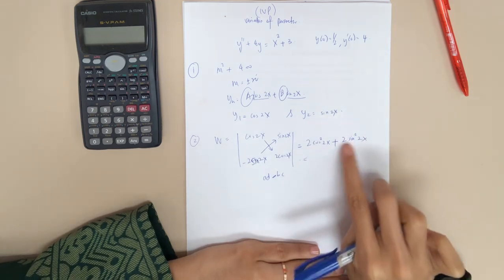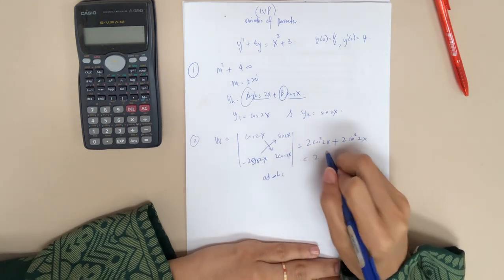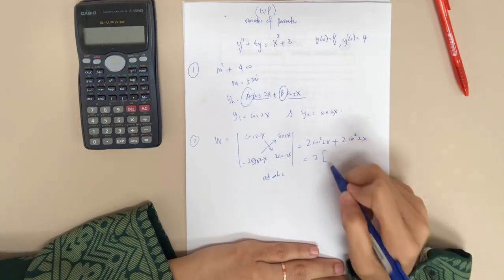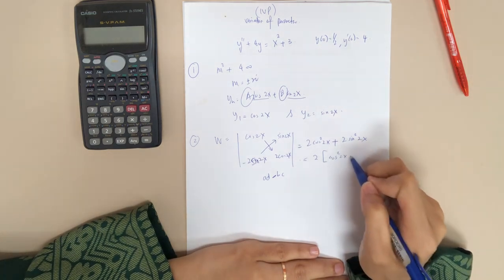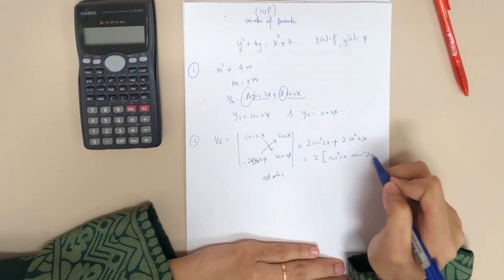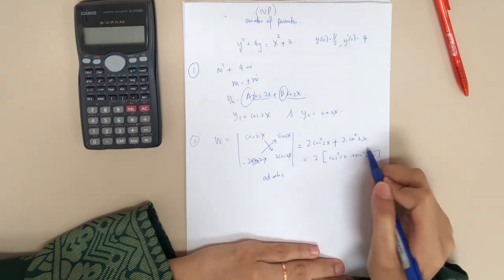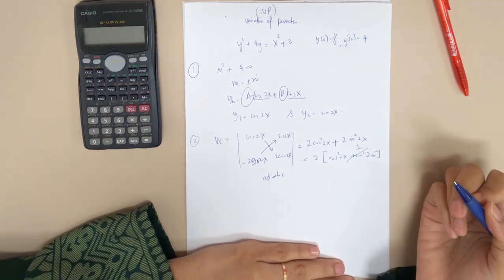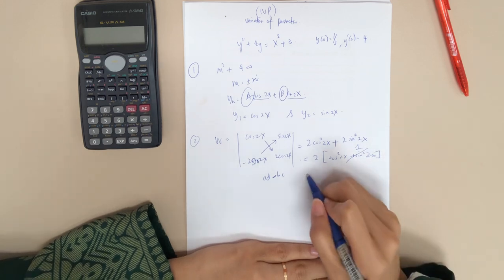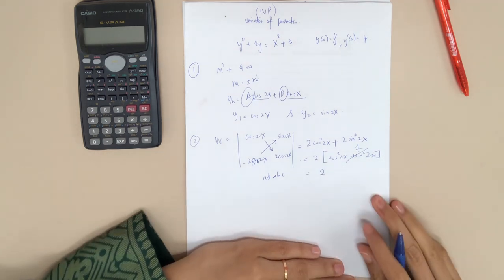Both terms have 2, so take out or factorize 2. Inside the bracket you just leave cos squared 2x plus sine squared 2x, and this is equal to 1, a trigonometric identity. So your W is equal to 2.